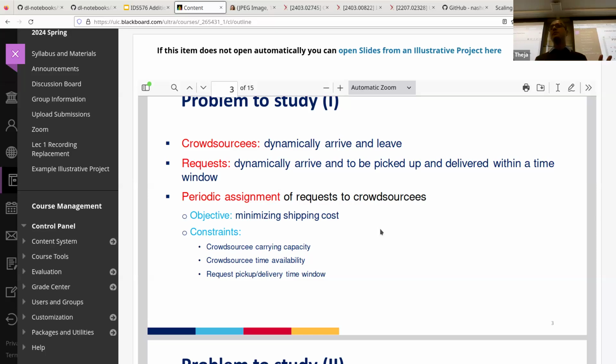This is called a combinatorial type of problem, in the sense that there are many ways to match crowdsourcers to requests. So it's generally a hard optimization problem. If you've done some optimization or operations related topics, then this is a hard thing. You can always have some rules of thumb, policies, ways to figure this out.